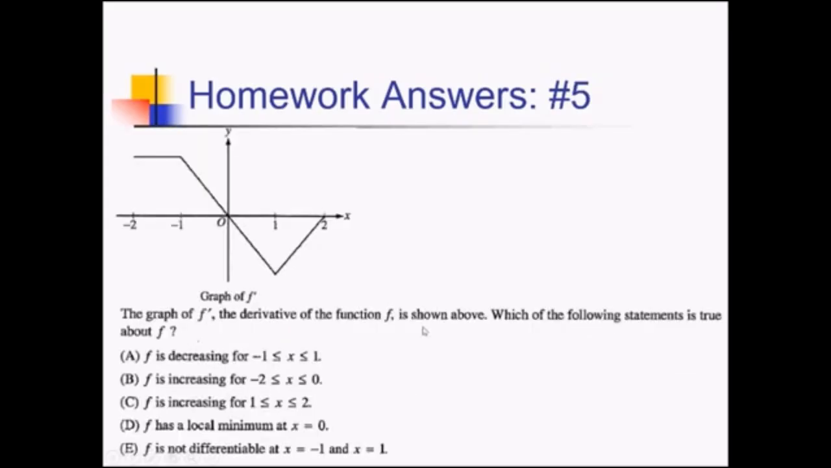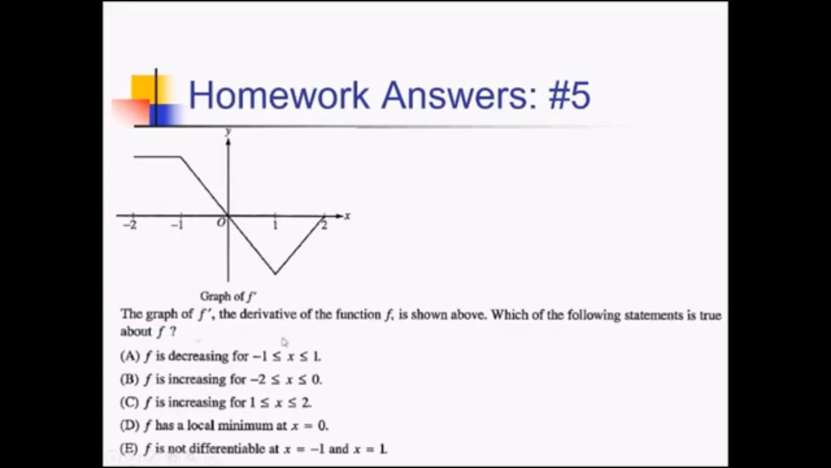For this problem, we've got the graph of f prime, and we want to know which statement is true about f. So we're going to go through and eliminate what we can. First statement: f is decreasing from negative 1 to 1. If we look at the graph between negative 1 and 1, the graph of f prime is decreasing, but that doesn't necessarily mean f is decreasing. The sign of f prime is telling us whether or not f is decreasing.